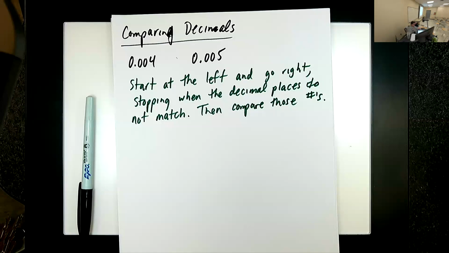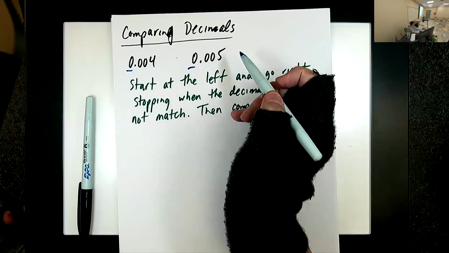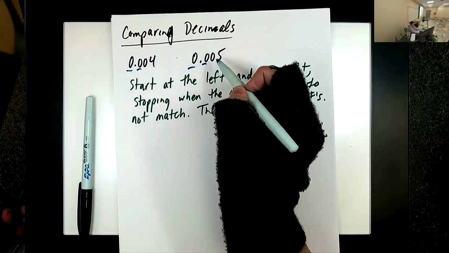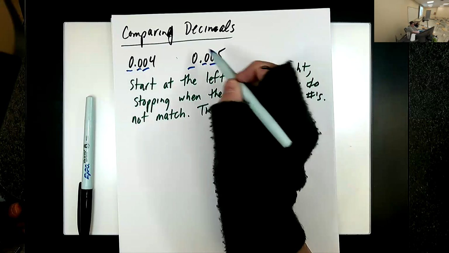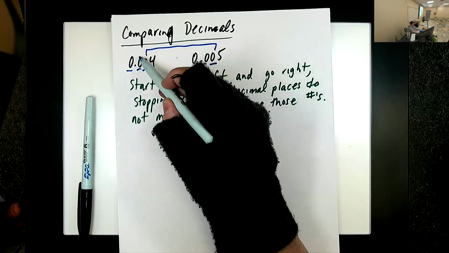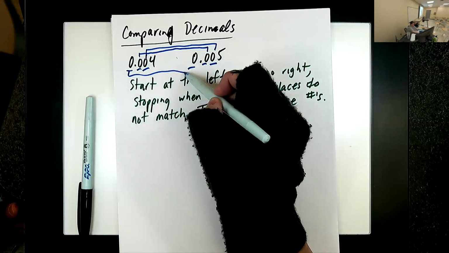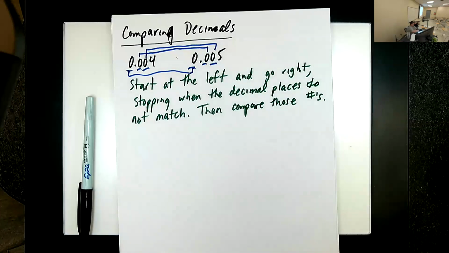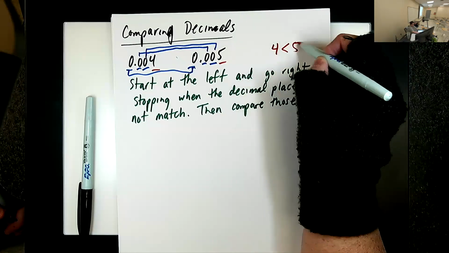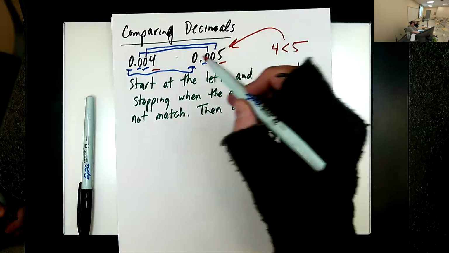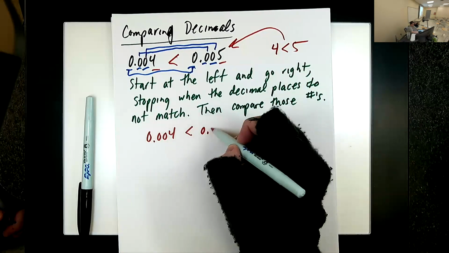So here, the 0 matches up. Those 2 zeros are the same value. So like that right there, that right there, that right there. And then I get to the 4 and the 5 and they are different values. 4 is less than 5, so we use the same operator. 0.004 is less than 0.005.